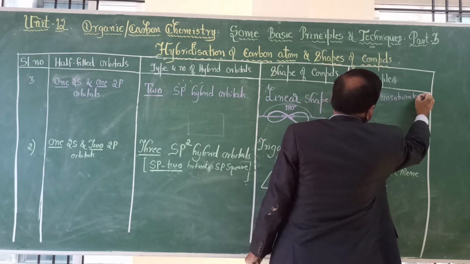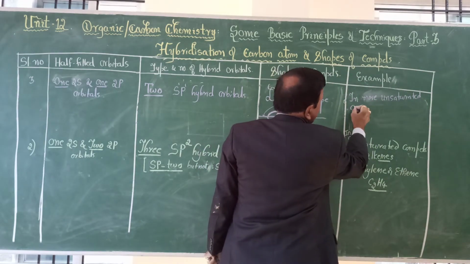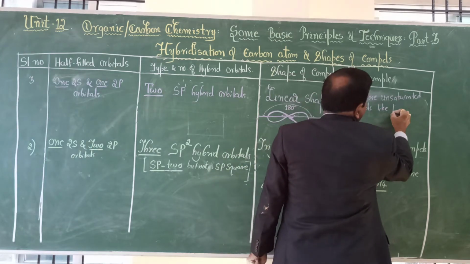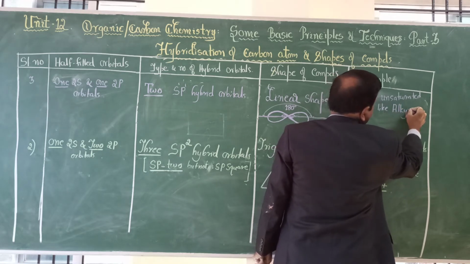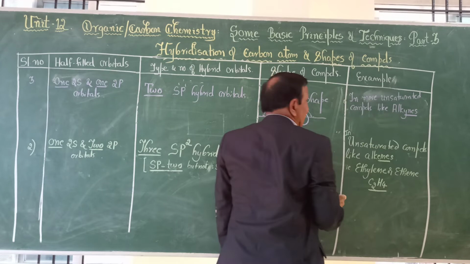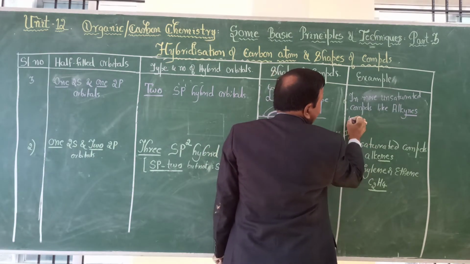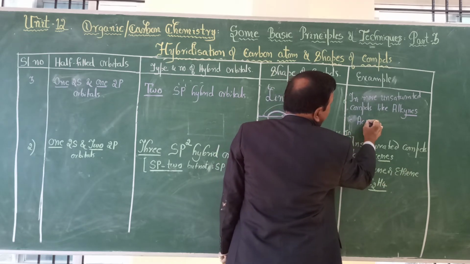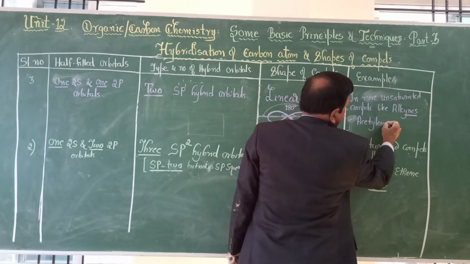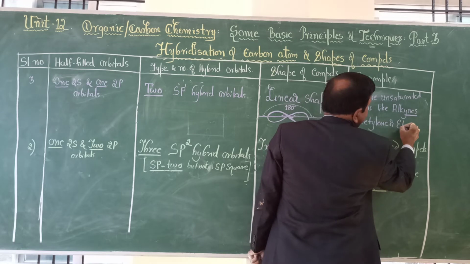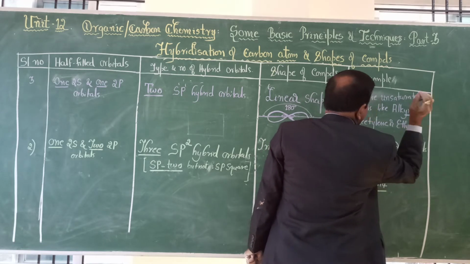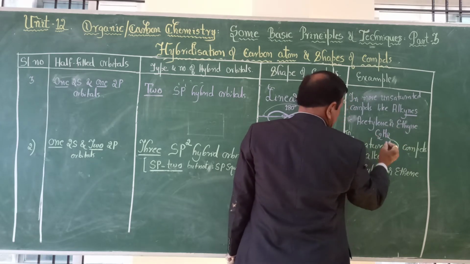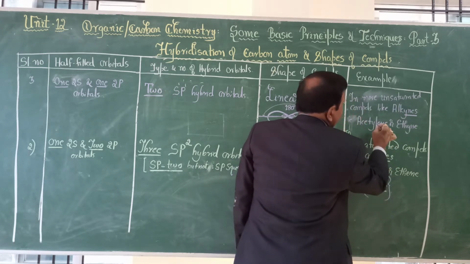Examples are in unsaturated compounds. There are two types in unsaturated, alkenes and alkynes. In more unsaturated compounds, like alkynes, that is acetylene, the old name, or its IUPAC name is ethyne, and that is C2H2. Ethylene is C2H4, and this is acetylene.